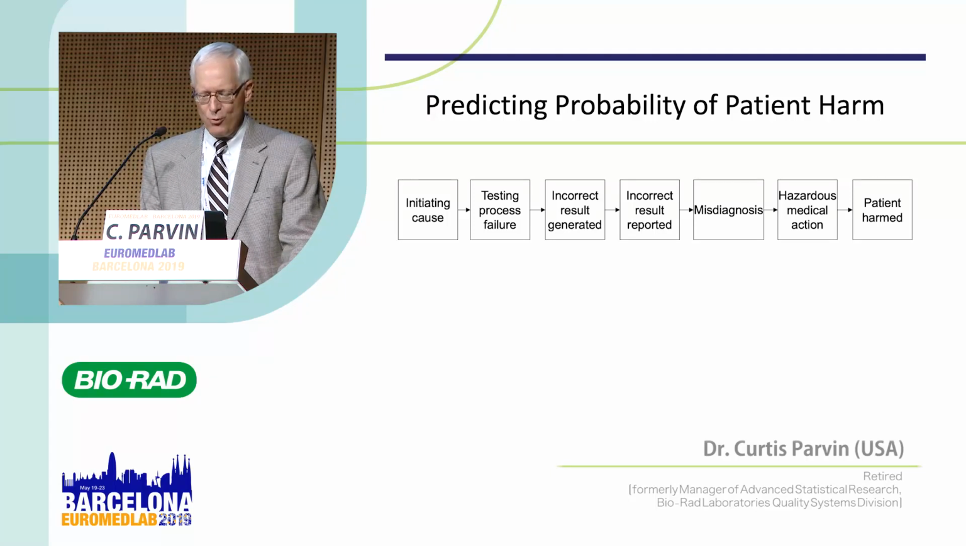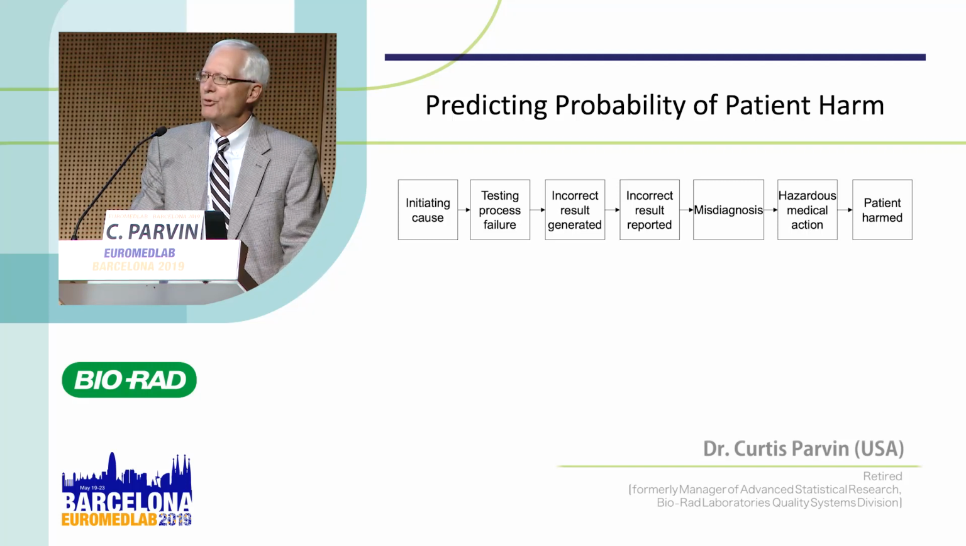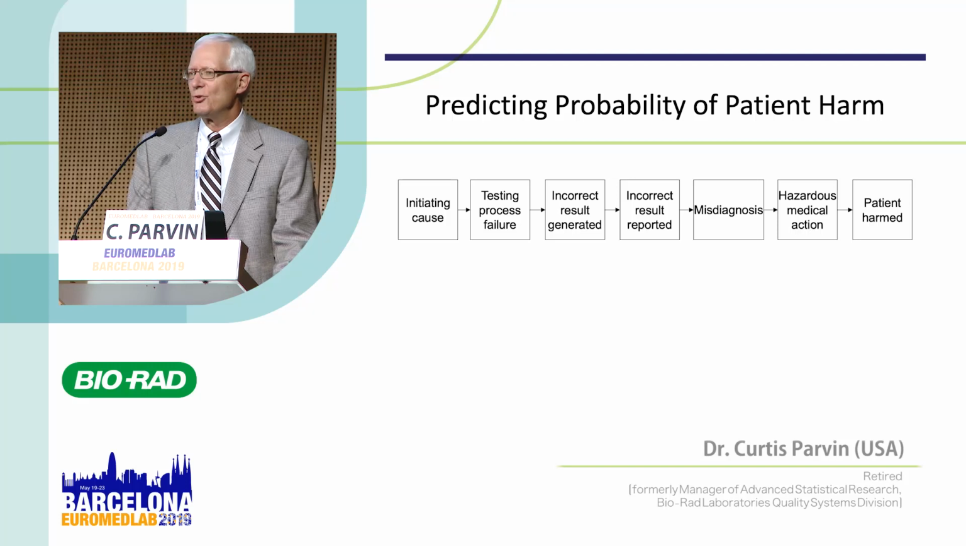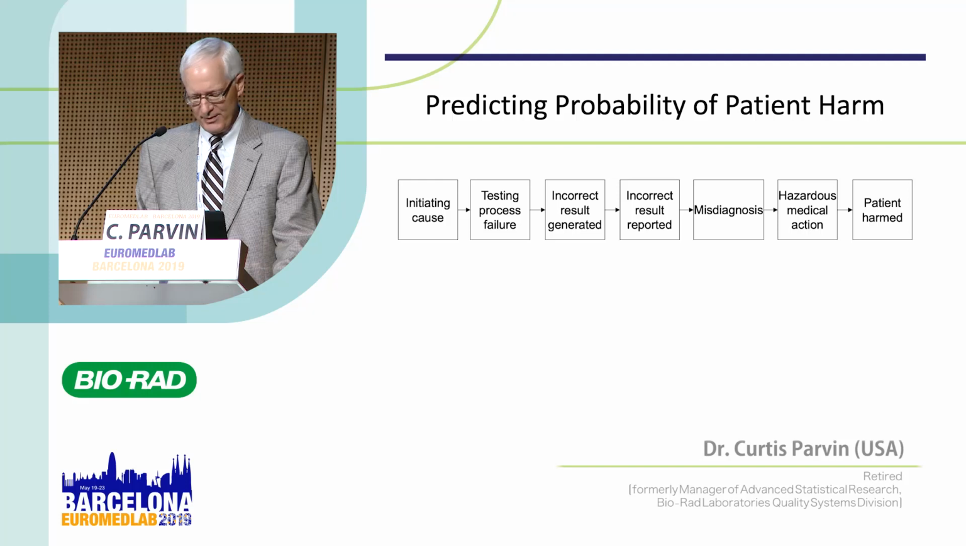So let's go through this sequence of events. First, we have to think about what is the probability of producing an erroneous result when the process is operating in its stable, in-control state. Hopefully that probability is very, very low, and this is really related to the sigma value of the method. We can compute the probability of producing an erroneous result when a process is operating in its in-control state by knowing the imprecision and bias of the method and the allowable total error specification.